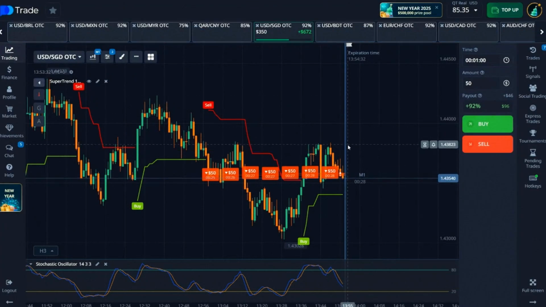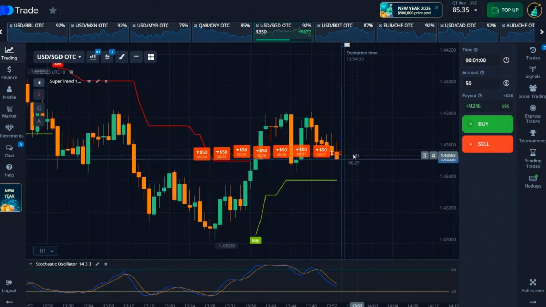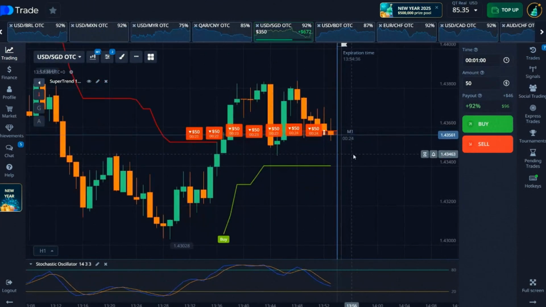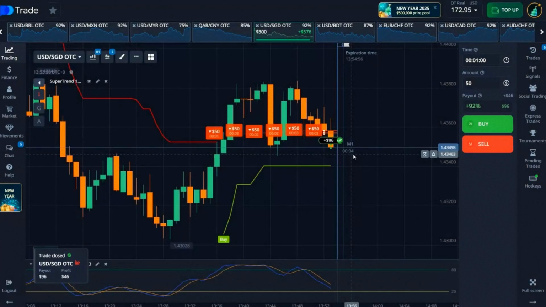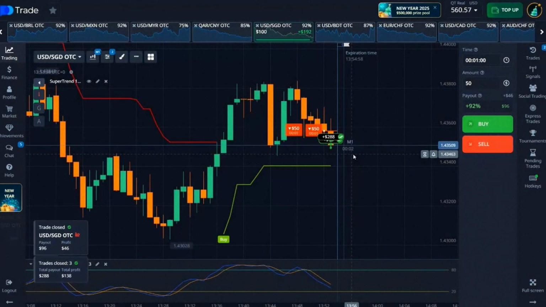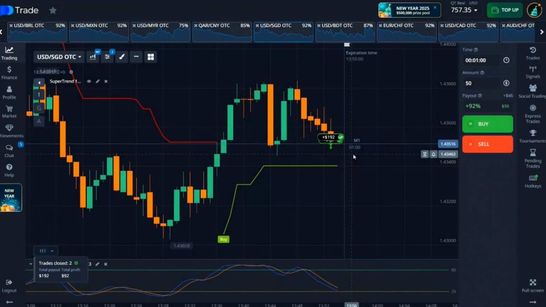So, friends, our deal has come to an end. A good result. Let's move on to the next currency pair. We open the next deal on this asset. A position for an increase. We open, friends, for $300 at this point.